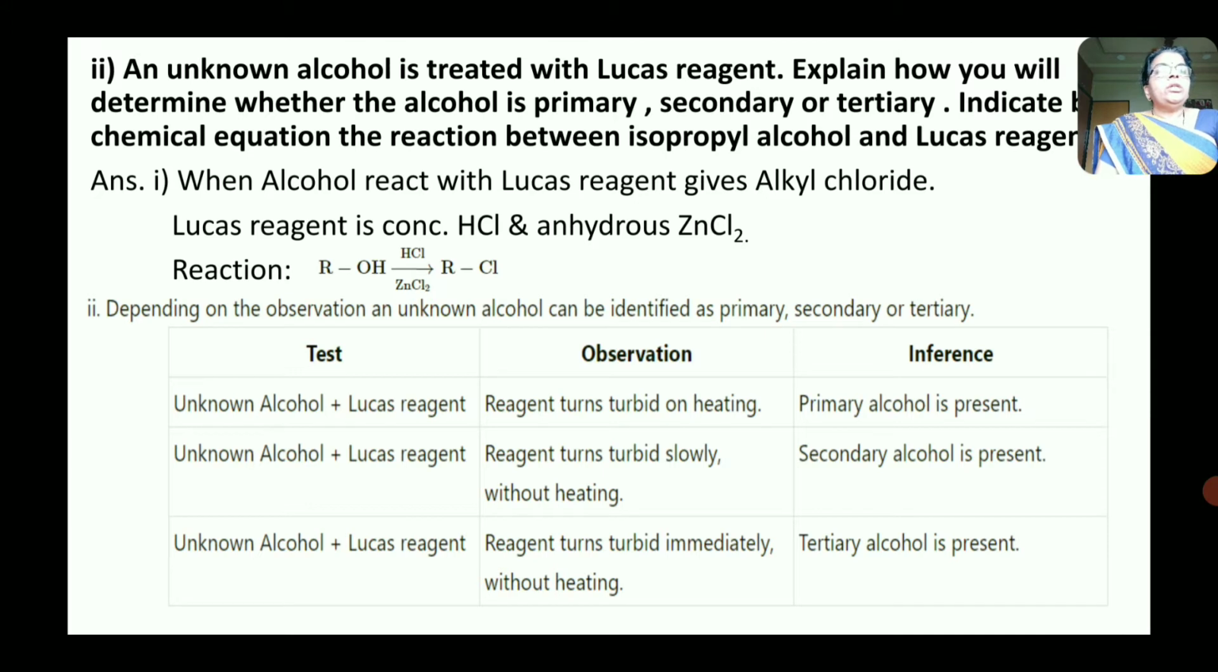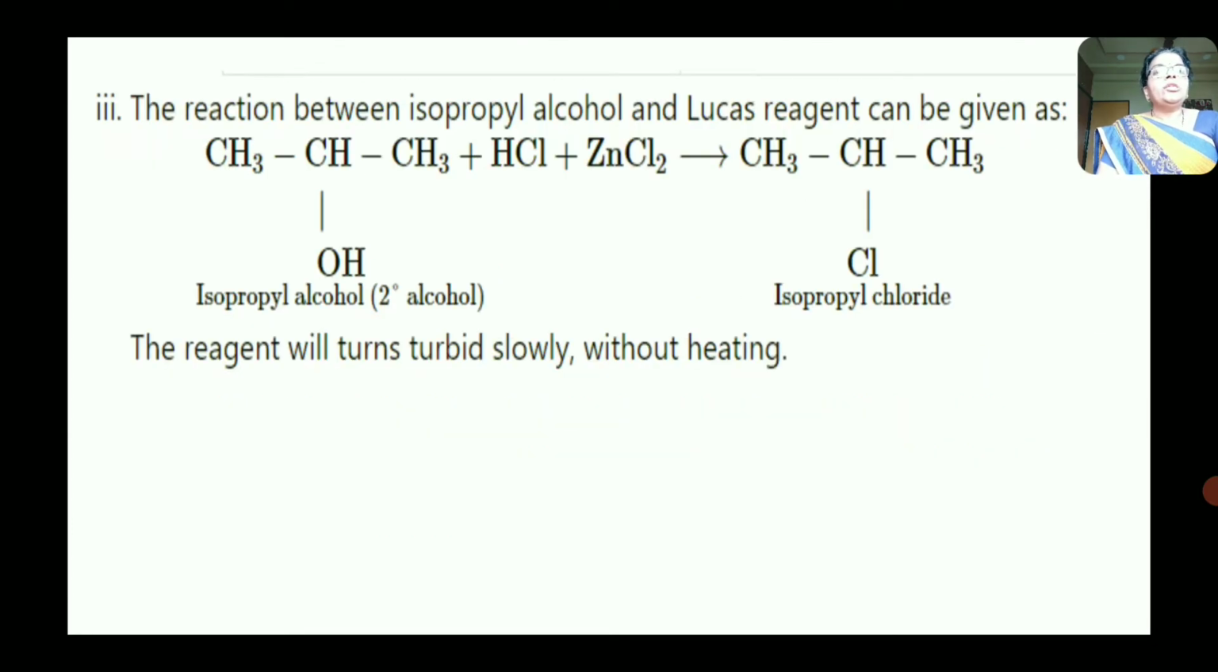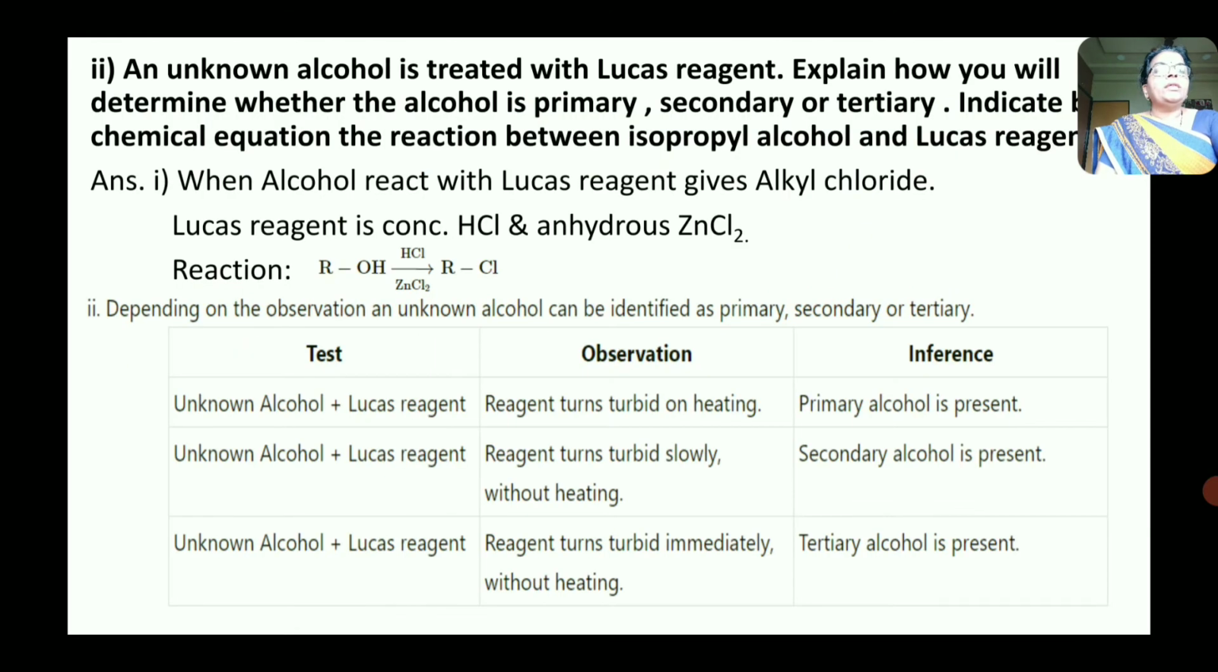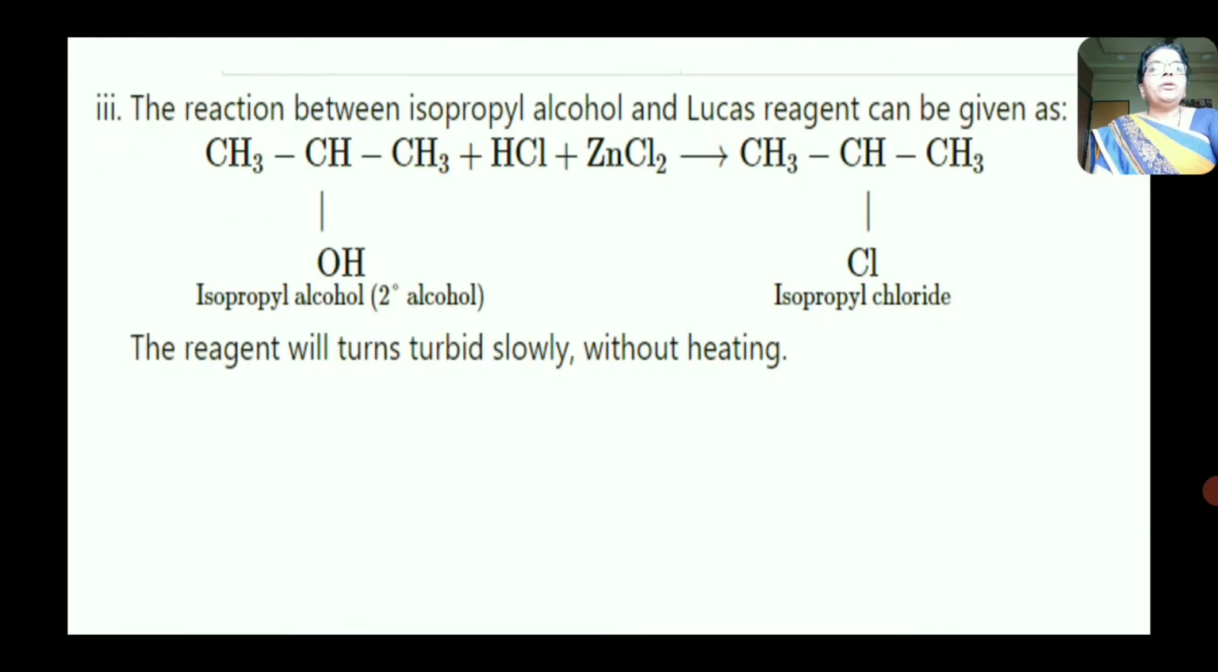Then next question is, indicate the chemical equation for the reaction between isopropyl alcohol and Lucas reagent. Now the reaction between isopropyl alcohol and Lucas reagent can be given as, this is isopropyl alcohol, that is CH3CHOHCH3. When it is treated with HCl in presence of ZnCl2, the hydroxy group from isopropyl alcohol is replaced by chlorine to give isopropyl chloride, that is CH3CHClCH3.